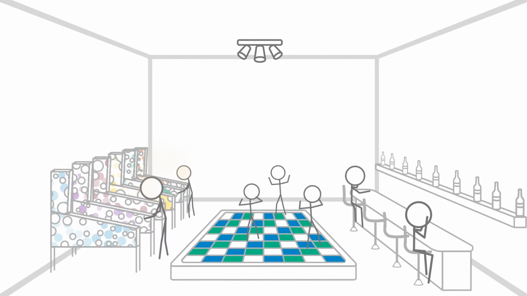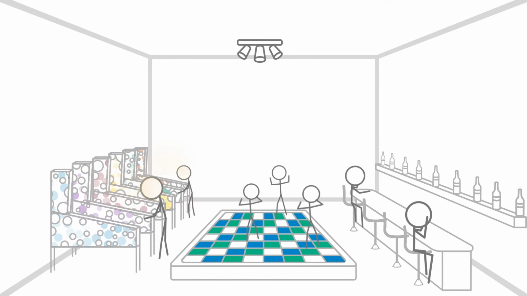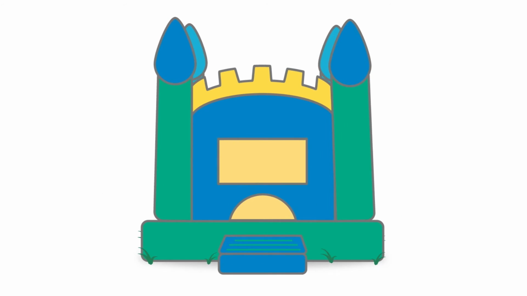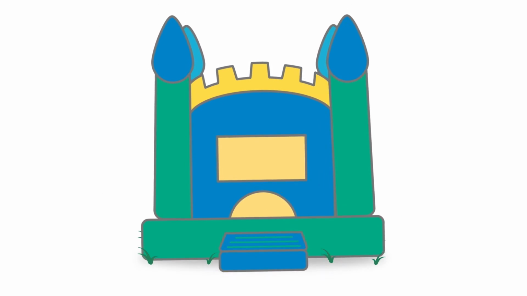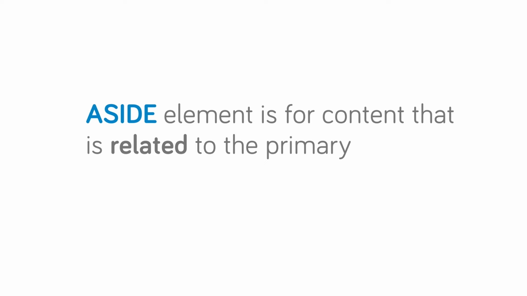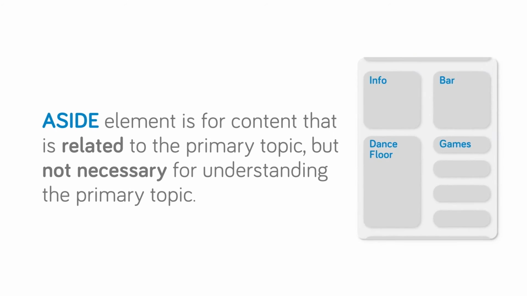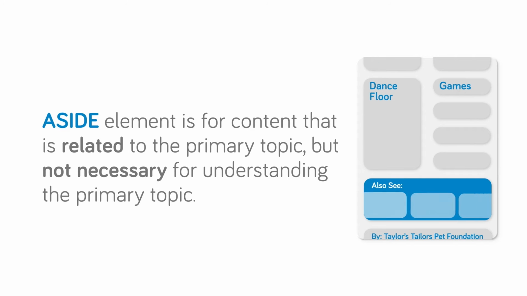This particular party has all the expected party activities we mentioned a second ago, but there are some fun bonuses as well, like a bouncy castle. Not every party has a bouncy castle, but it sure is some extra fun. This is similar to the aside element in HTML, which is for content that is related to the primary topic, but not necessary for understanding the primary topic. You can think of it as bonus content for a page or article.